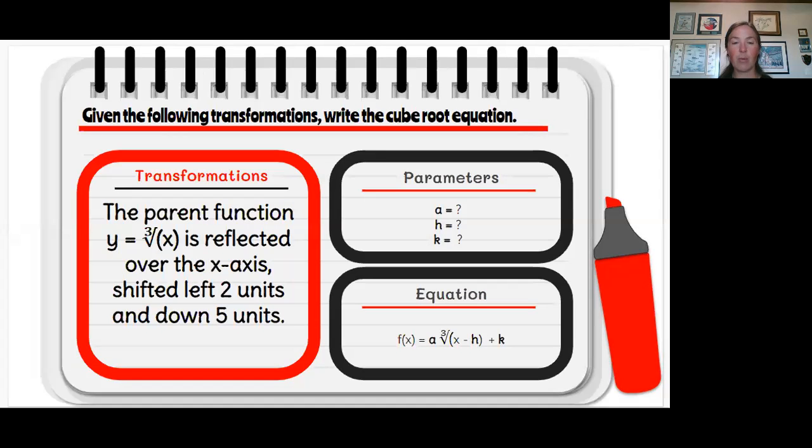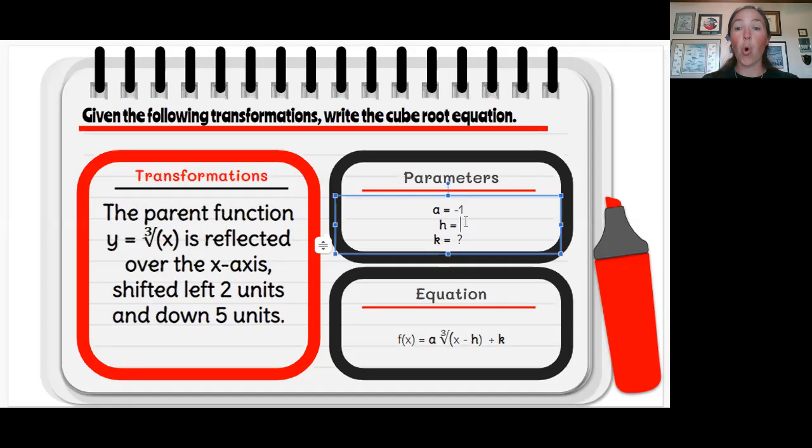So we would have to go back and think about our initial chart where we talked about if the a value is positive or negative, that it reflects. If it's negative, it would reflect over x. So we know that it's going to be negative, but they didn't give us a number. It didn't stretch, it didn't compress, so I can't really put anything. We could just put a negative, but let's put negative 1 because it gives us a better sense of what's happening.